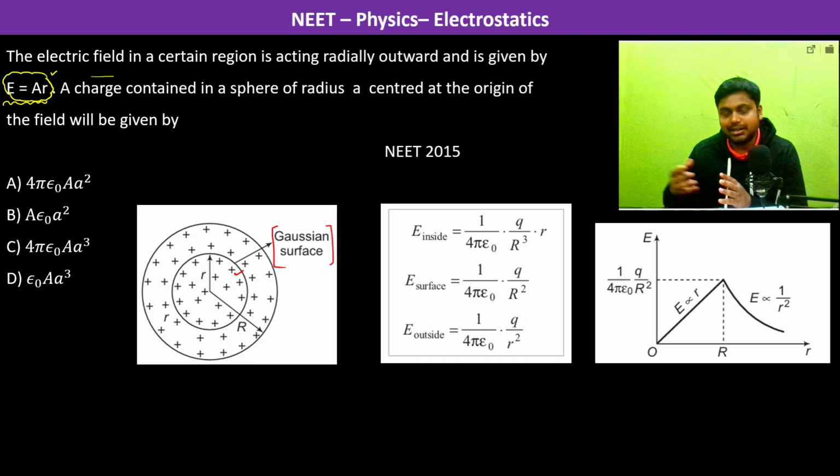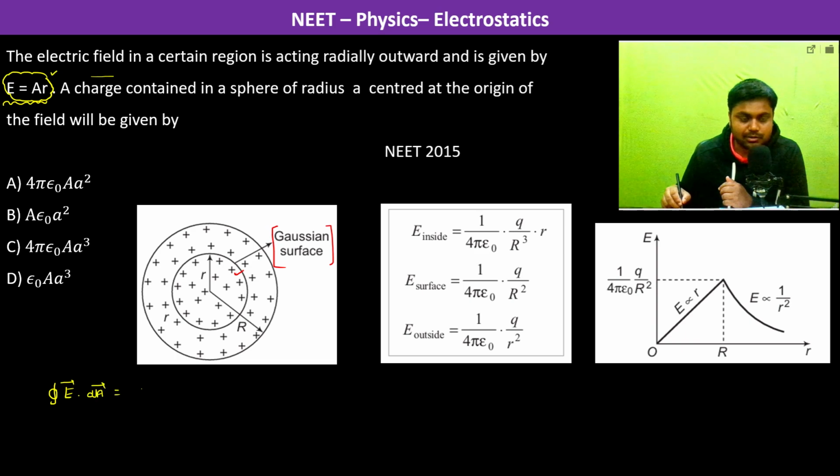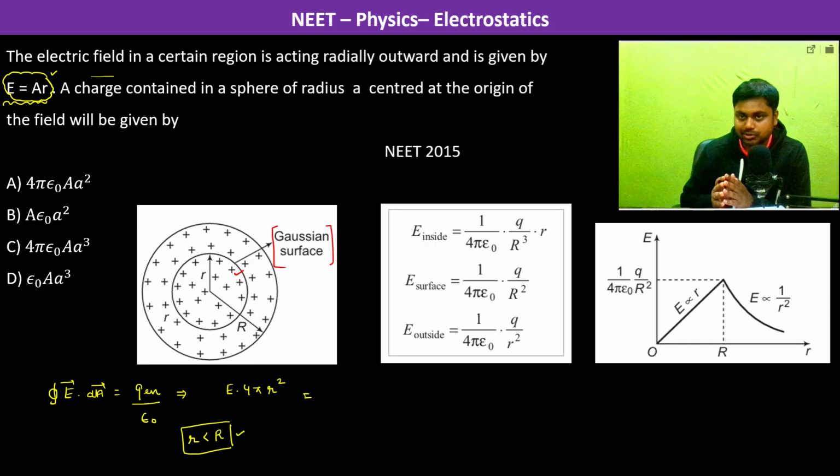We can also do the entire derivation. So this is the Gaussian surface which is considered. We have the integration of E dot dA equal to Q enclosed divided by epsilon naught. So this is E into 4 pi r squared, and keep in mind that r is less than the radius of the sphere. This is equal to the Q enclosed.